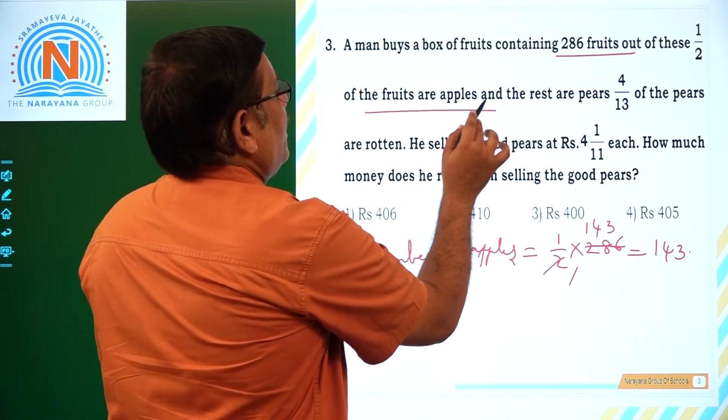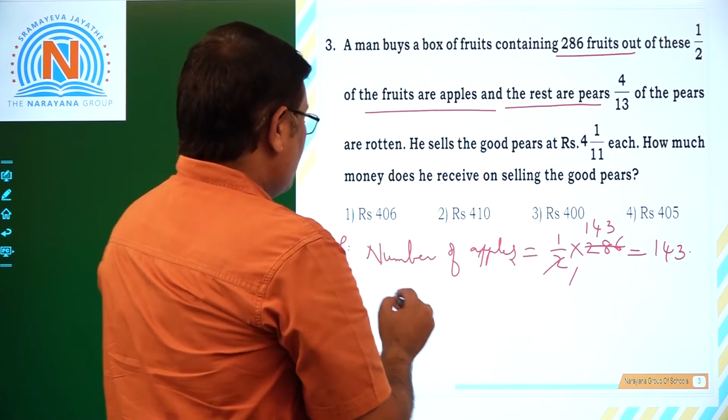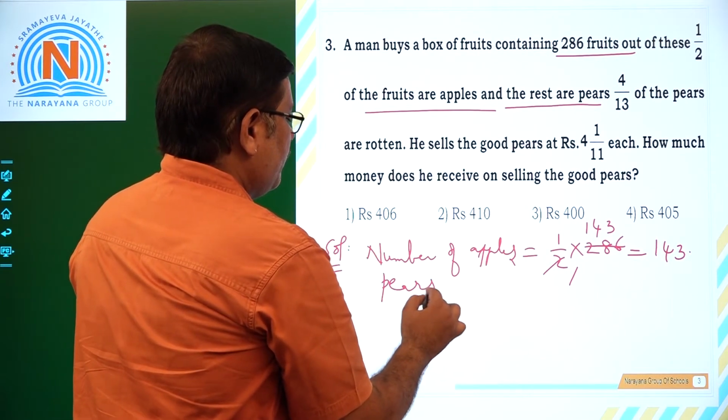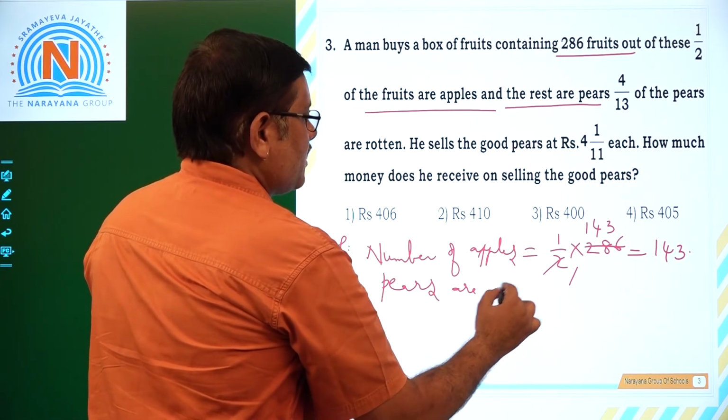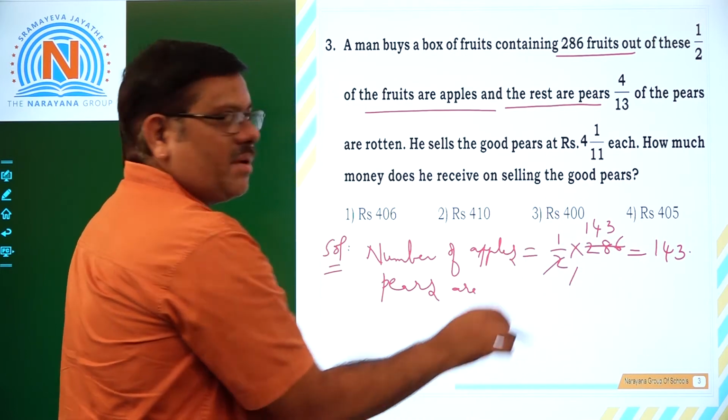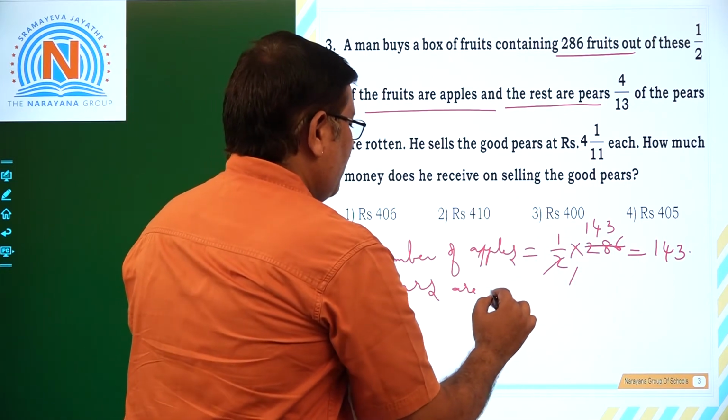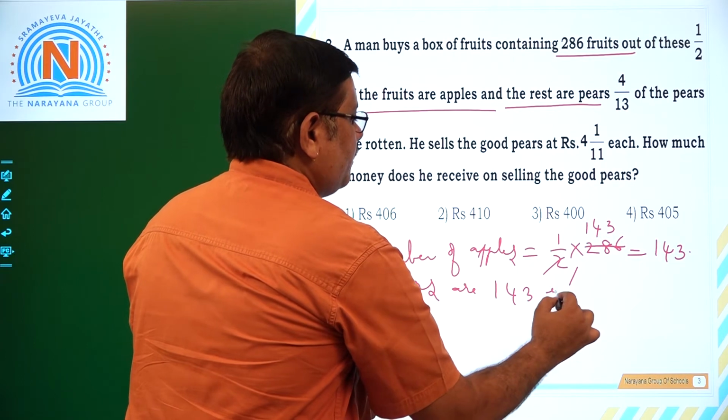Next. And the rest are pears. So pears are how many? Pears are, rest means remaining half. Remaining half is also the same, or 143 in number.